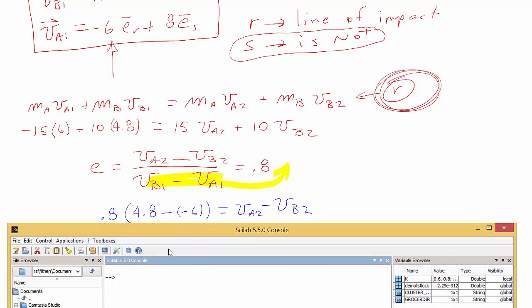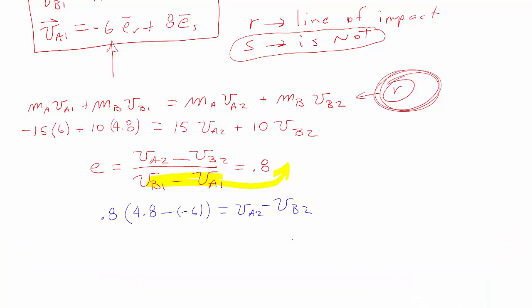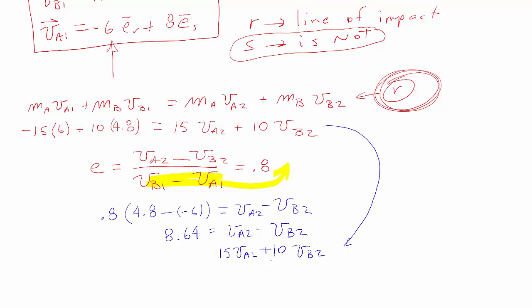Okay, so I'm going to look for this equation. Let's see, 0.8 times 4.8 plus what looks to be 6, and I end up with 8.64, which is equal to VA2 minus VB2. Then I'm going to grab this and bring it down here underneath and say 15 VA2 plus 10 VB2 is equal to, I need to find out what that number is.